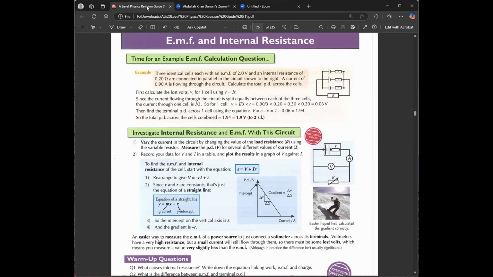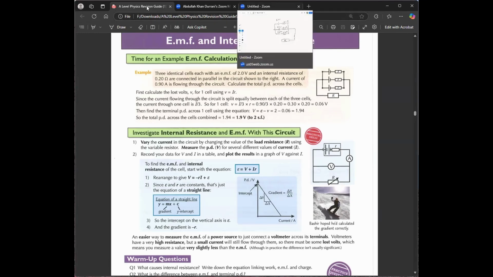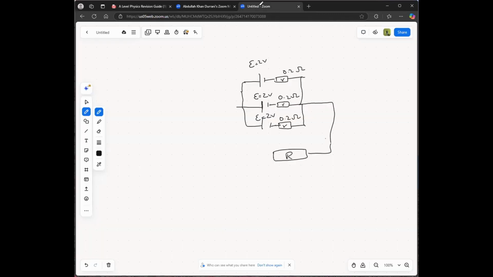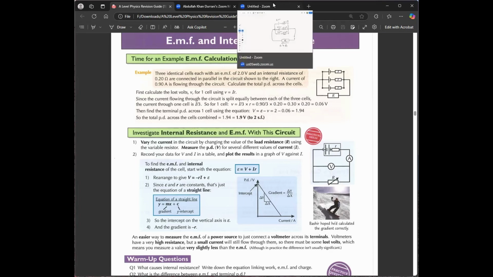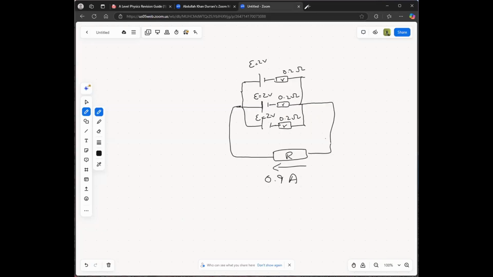So this is the circuit. So 0.9 amp current will flow through it, which means the current that flows here is 0.9 amp. Okay. Calculate the total potential difference across the cells. So what would be the total potential difference across the cells? Okay. So this is 0.9. You have to calculate the total current, right?